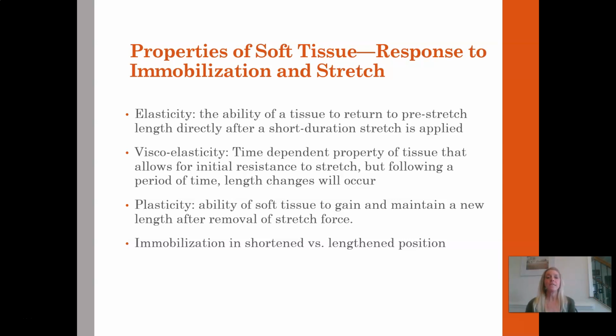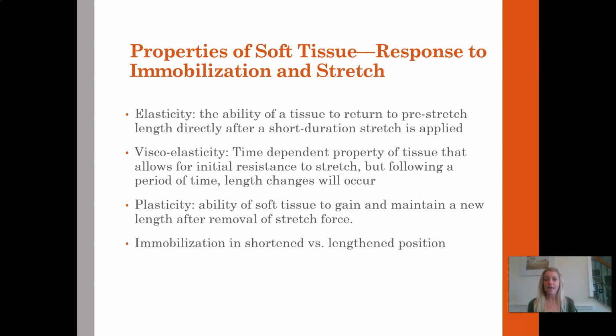The property of elasticity is the ability of the muscle or the tissue to return to its pre-stretch length after a stretch is applied. Muscles are elastic, right? You can stretch them, they will go back to their original length. Viscoelasticity is more of a time-dependent property, which is initially your muscles, your tissue is going to resist stretch, but if it's applied for a long enough period of time, length changes will actually start to occur then.